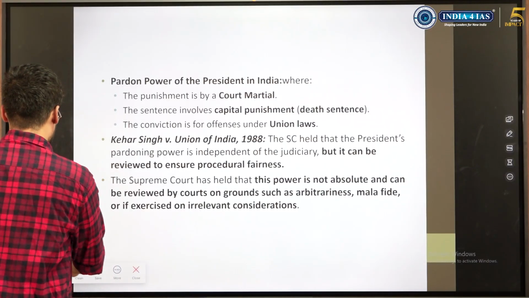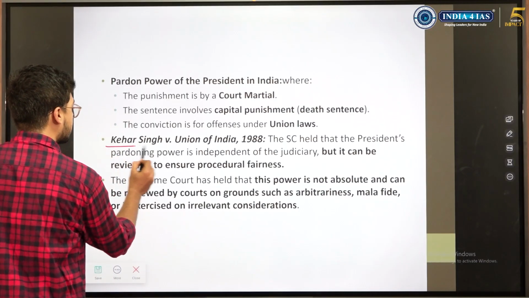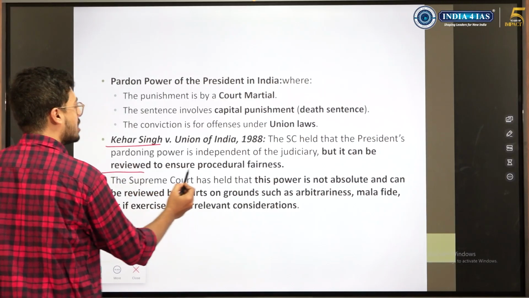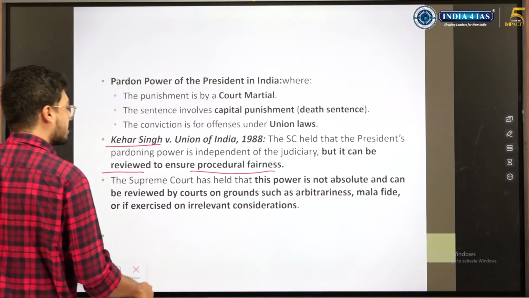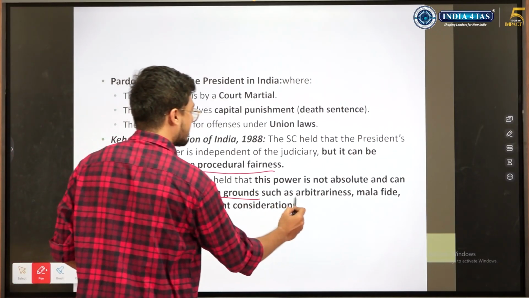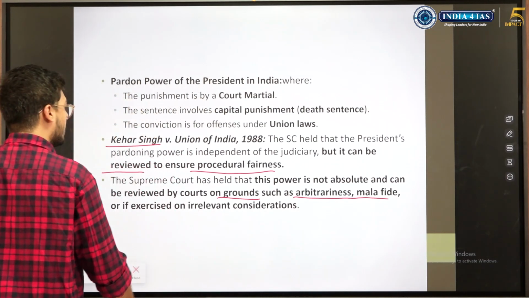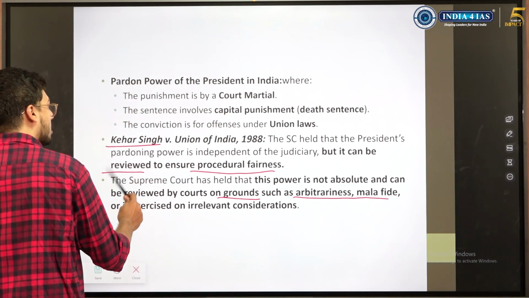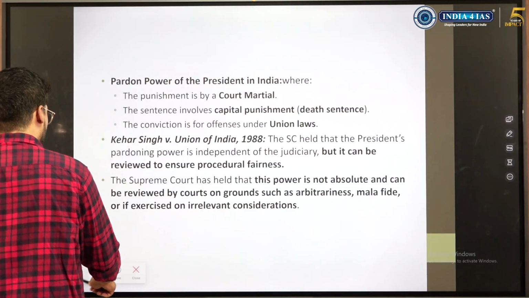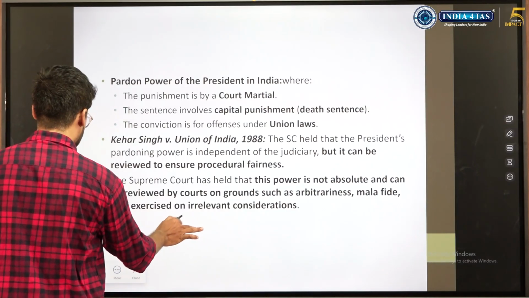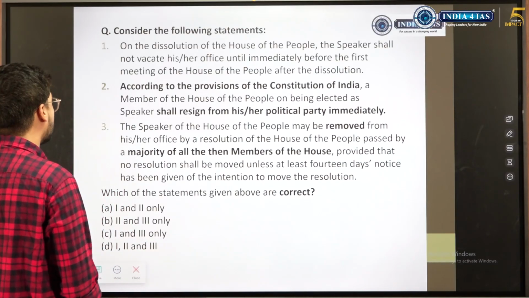Pardoning power of the President: the Supreme Court has said in Kehar Singh that it shall be reviewed to ensure procedural fairness. It has also said that where there are grounds such as arbitrariness or malafide, the pardoning power shall be reviewed, or else it shall not be reviewed. So that is why it is limited judicial review.